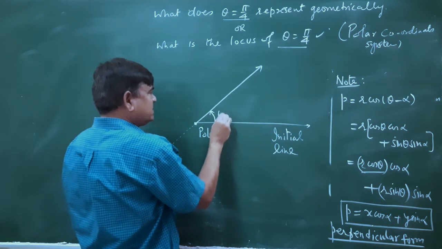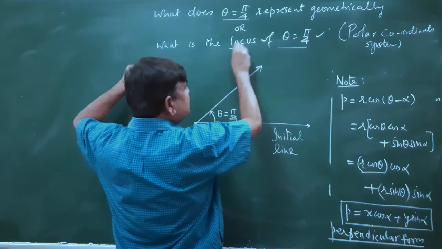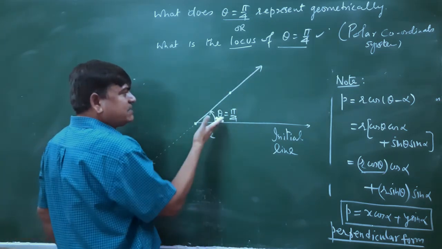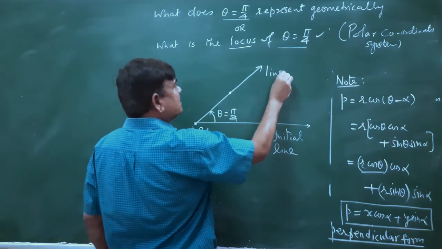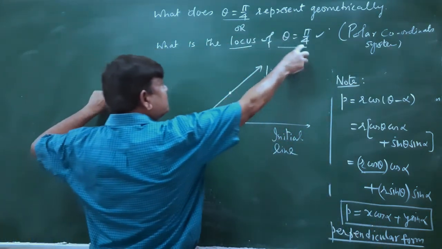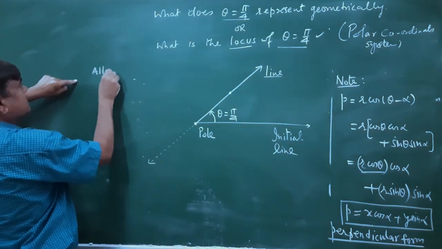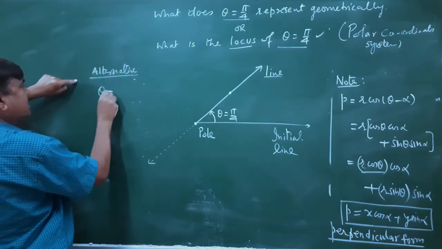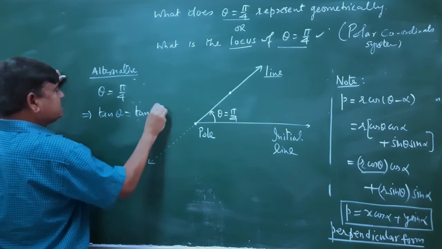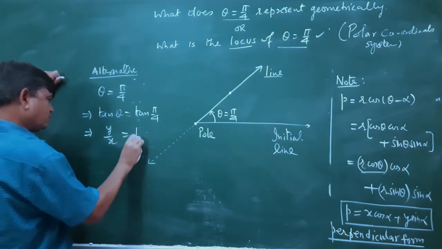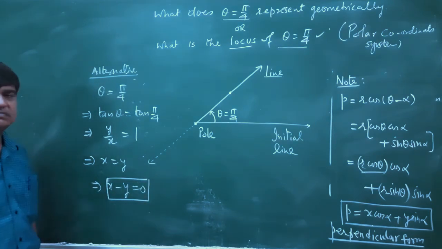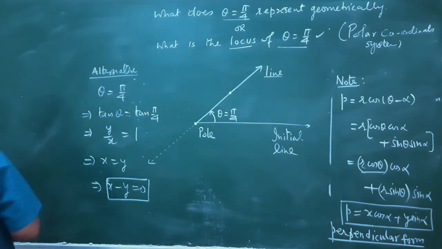So here theta is pi/4. What is the locus of this? The locus is this, because you can find points like this one, this one, this one. This point is moving on this line, and this line makes an angle of theta equals pi/4. So the locus is a line. Now we convert it into Cartesian coordinates. Theta equals pi/4 implies tan theta equals tan(pi/4), that is y upon x equals 1, which means x equals y, or x minus y equals 0, in Cartesian form. And definitely, it is this line.